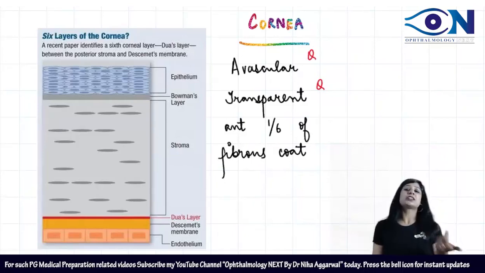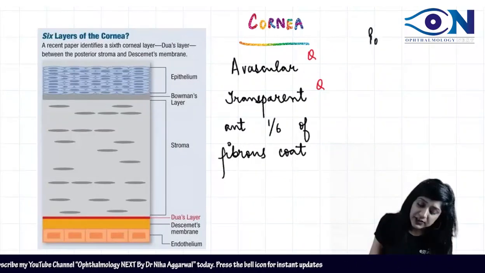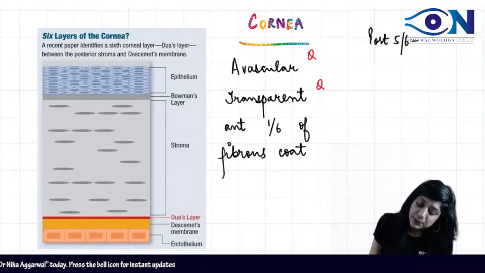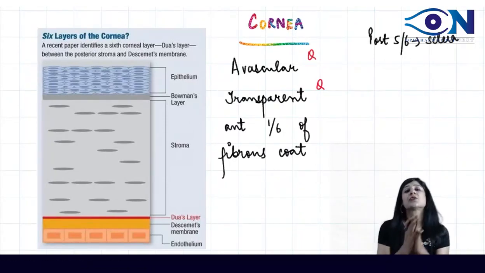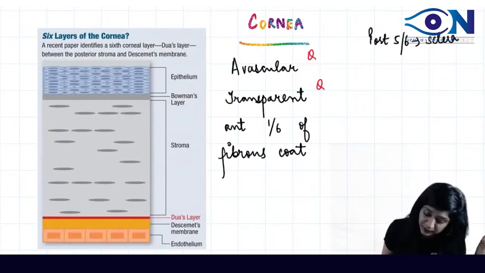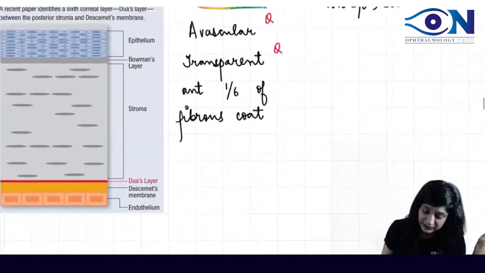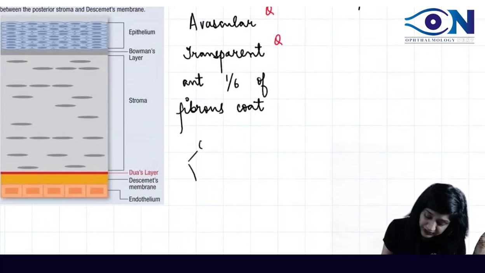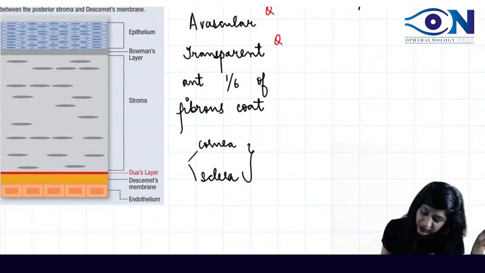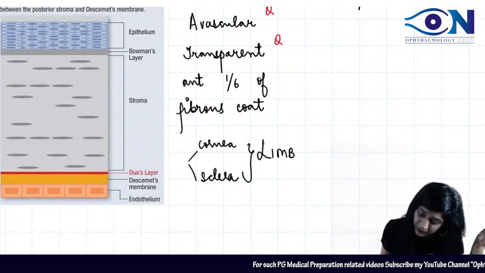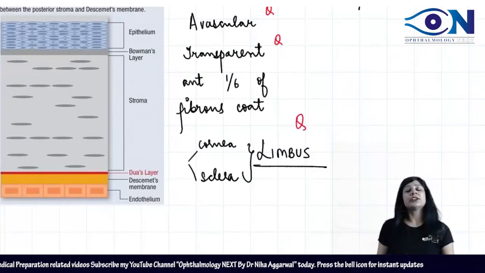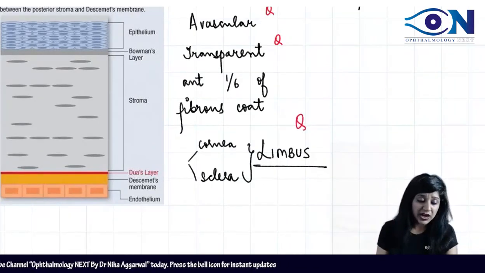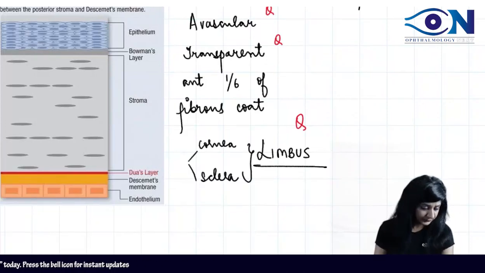What is the posterior 5/6 part? Who is going to tell this? The posterior 5/6 part is your sclera, and a very important thing is the junction. The junction between the cornea and the sclera is called the limbus. Very, very important is your limbus, right? So these are the important things regarding the cornea to start with. I think everyone knows this.